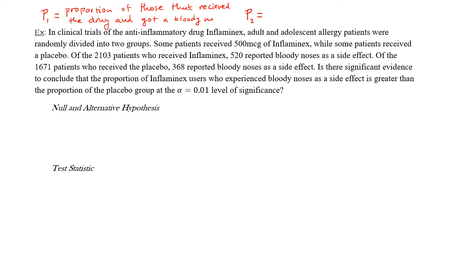Okay, so remember that's what we're really looking at with these proportions, the proportion that got a bloody nose, and we want to see, is there a difference between the group that got the drug and the group that got a placebo? And so P2 is the proportion of those that got the placebo and got a bloody nose.